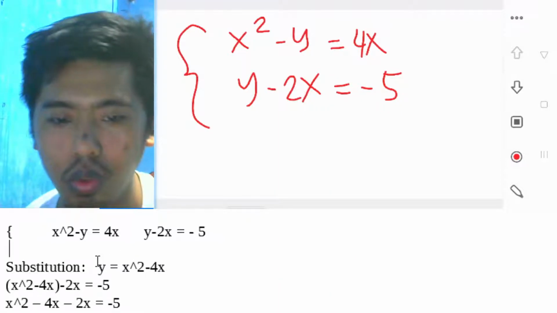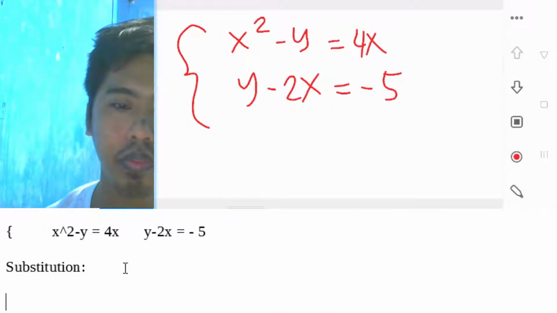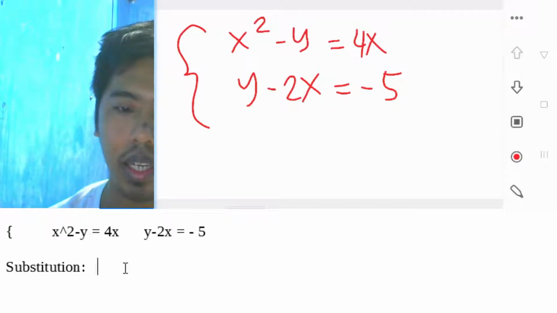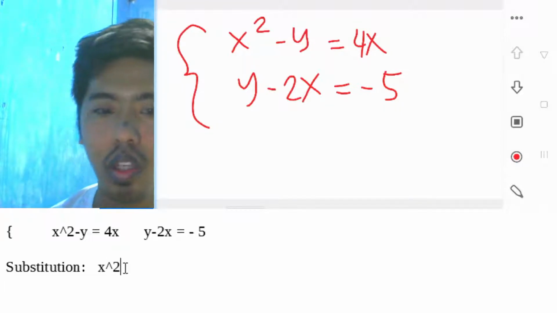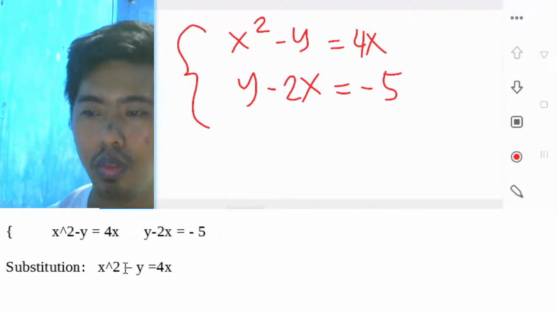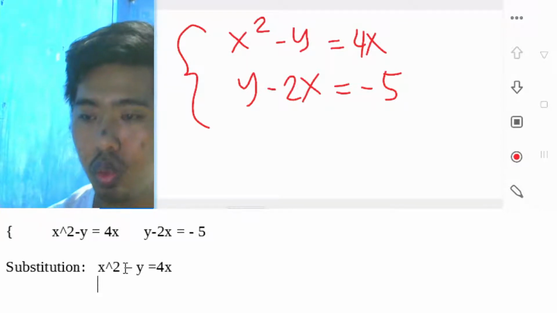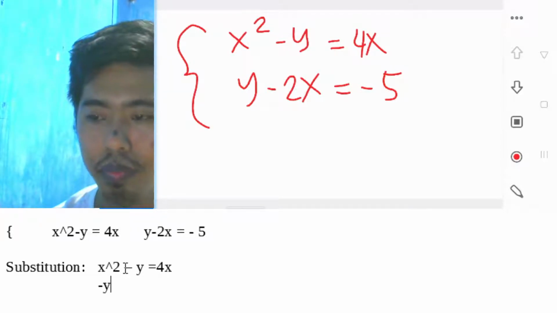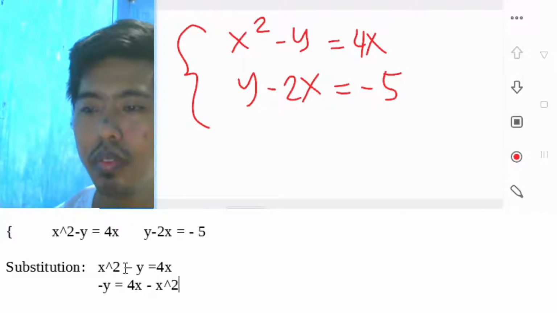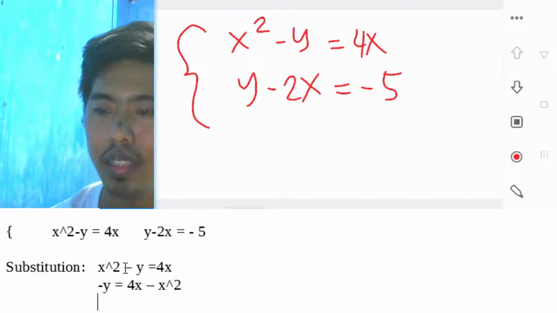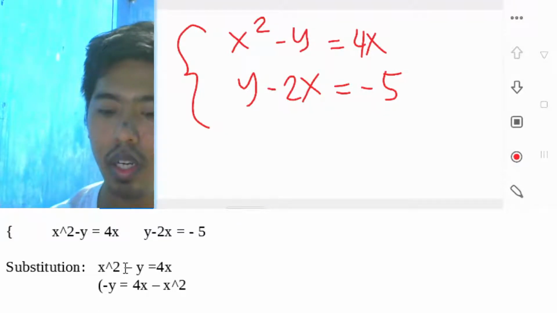Let's show how we do it. So basically, we have x squared minus y equals 4x, right? Now if I put the x squared on the other side, it will become negative y equals 4x minus x squared. Now, since the y is negative, I'm going to change that into positive by multiplying both sides by negative 1.